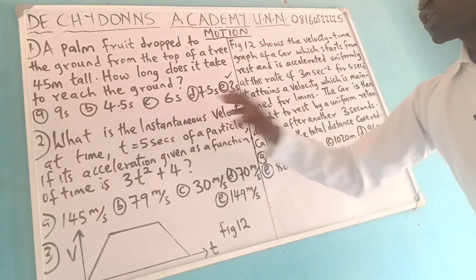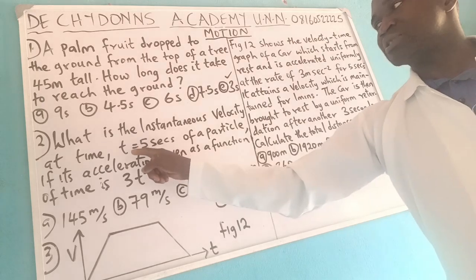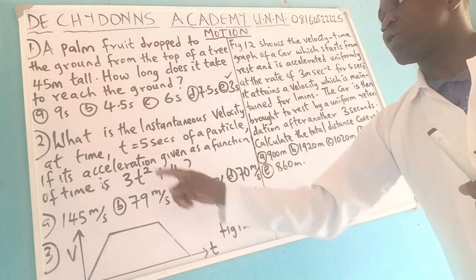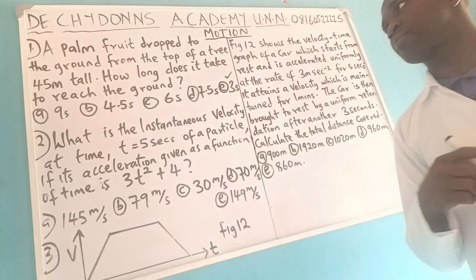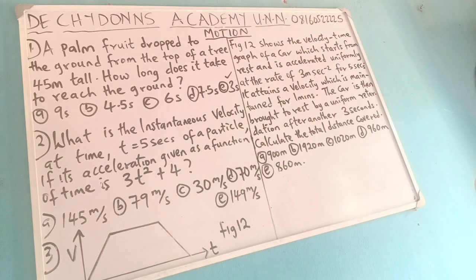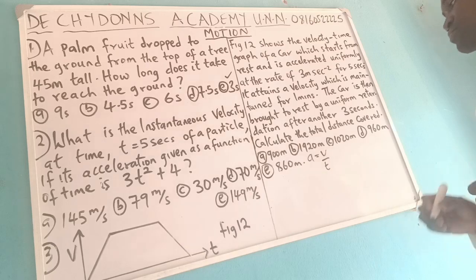Now, to solve question number 2, it says, what is the instantaneous velocity at time t equal 5 seconds of a particle if its acceleration given as a function of time is 3t squared plus 4? What you need to do here is ask yourself, what formulas do I know about acceleration? You say acceleration equals v over t.